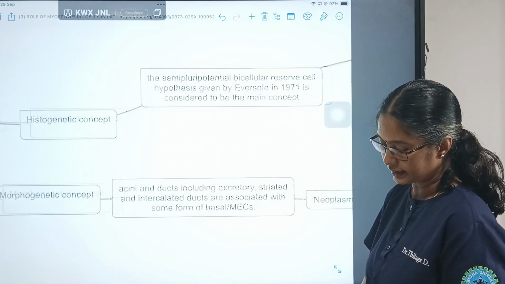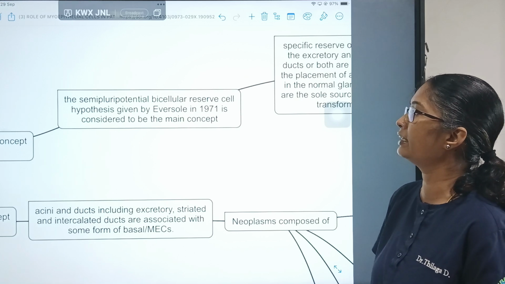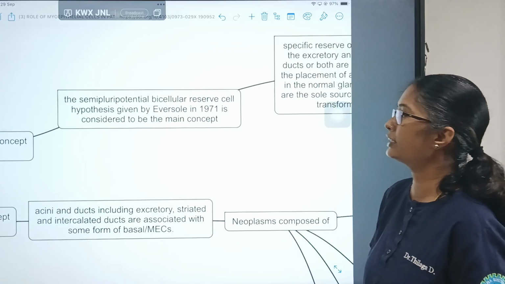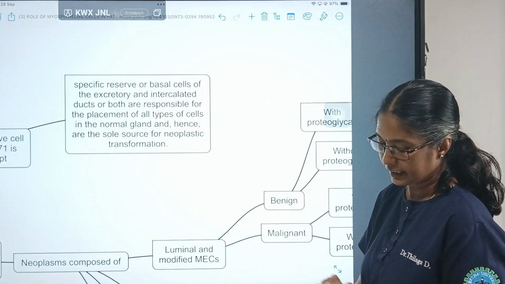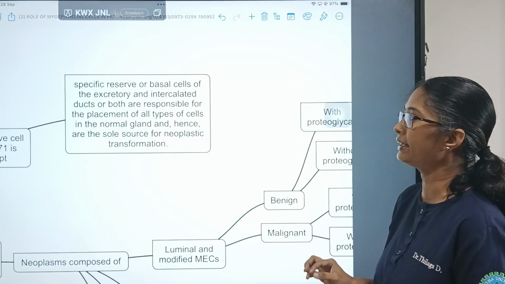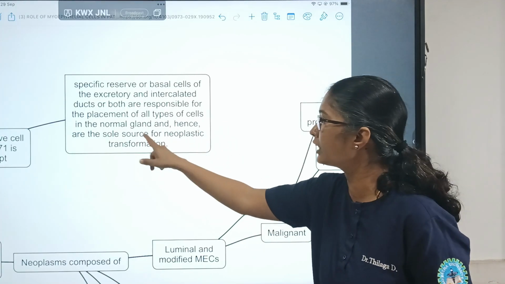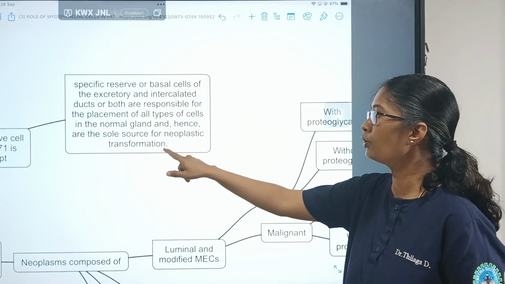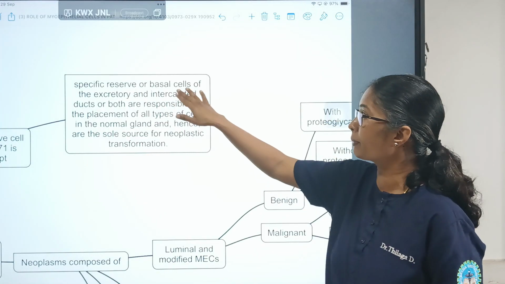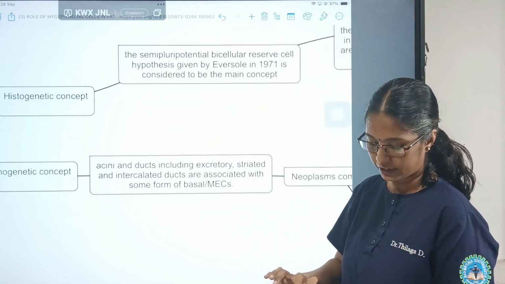According to the histogenesis concept, the semi-pluripotential bicellular reserve cell hypothesis, which was given in 1975 by Eversole, is considered to be the main concept, which states that specific reserve or basal cells of the excretory and intercalated ducts, or both, are responsible for the replacement of all types of cells in the normal gland and hence are the sole source of neoplastic transformation. So they say the reserve or basal cells are responsible for the neoplastic transformation, which is the histogenesis concept.